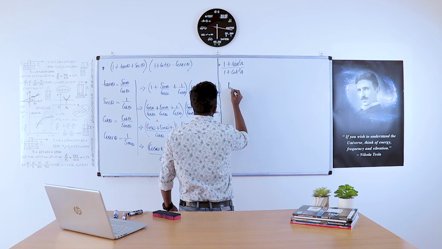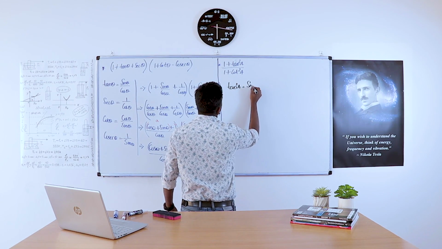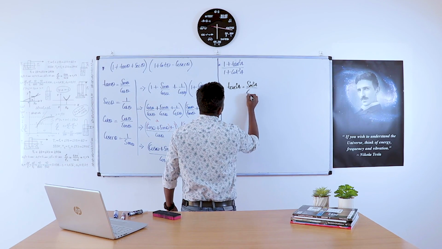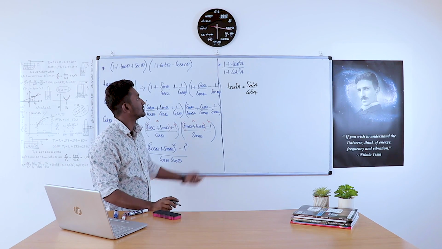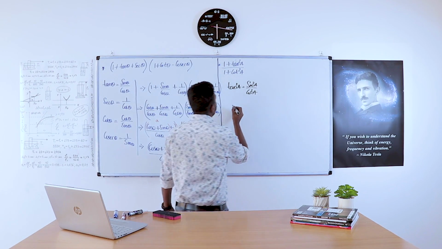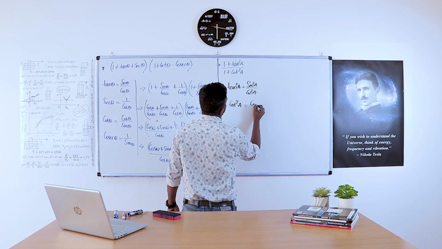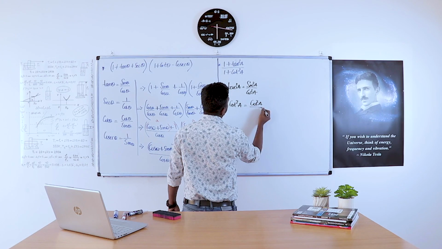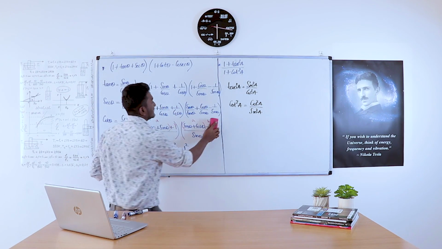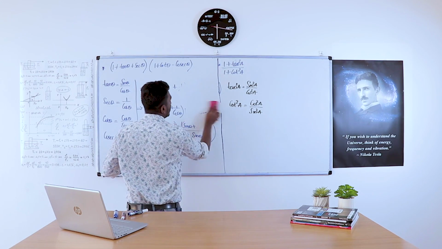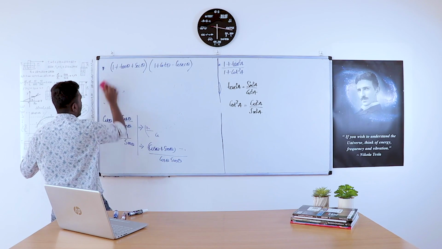Here I am substituting tan square a is equal to sin square a by cos square a. Tan a is sin a by cos a, so tan square a is sin square a by cos square a. Then what is cot square a? Cot square a is equal to cos square a by sin square a. So we need to substitute that in the equation. I am rubbing here and can write the remaining here.